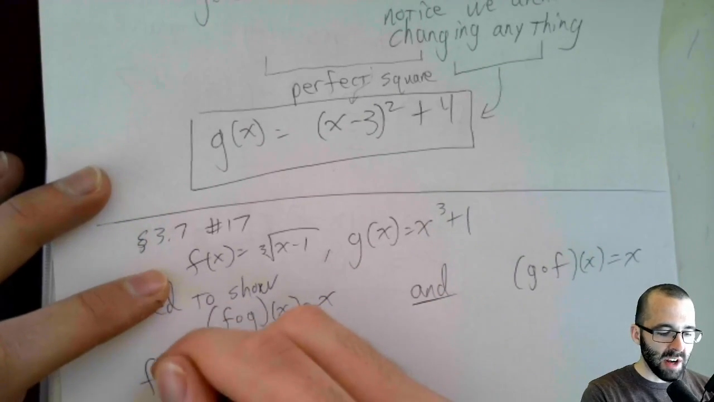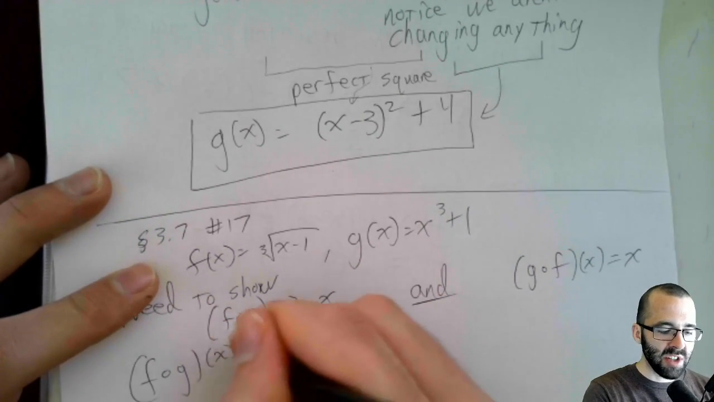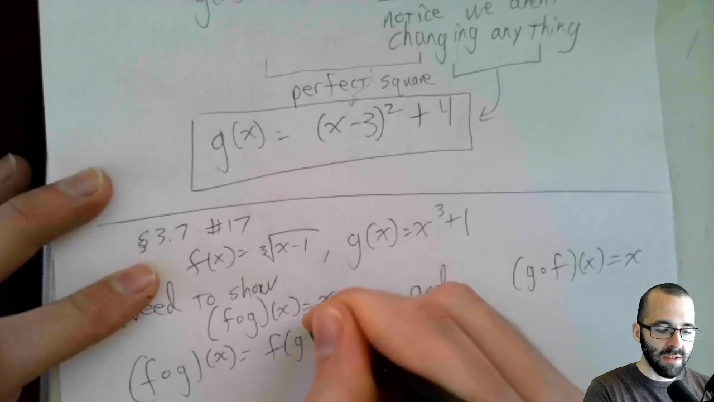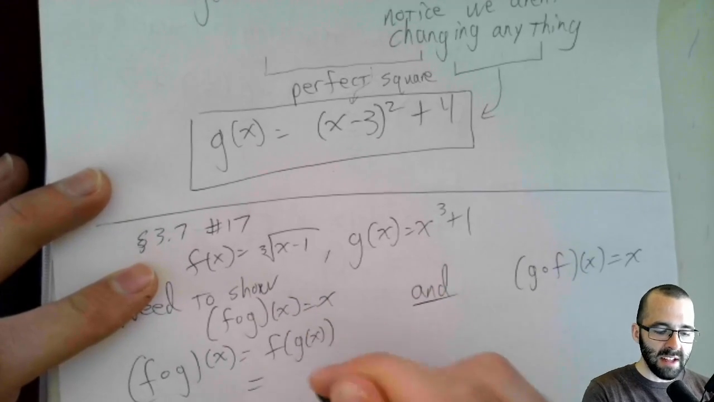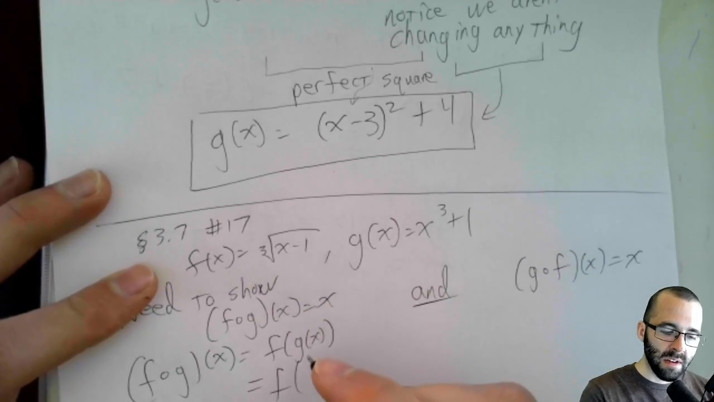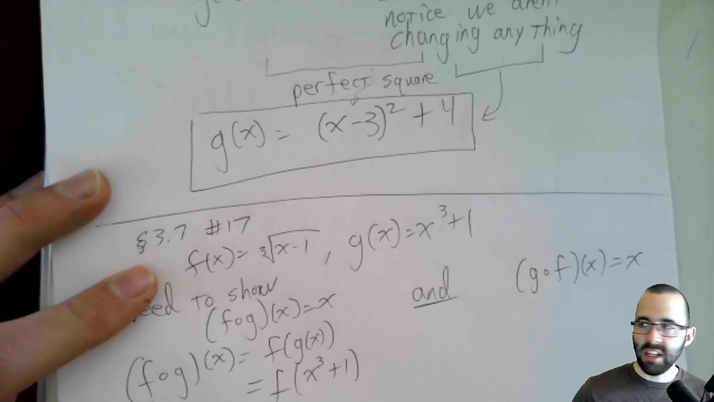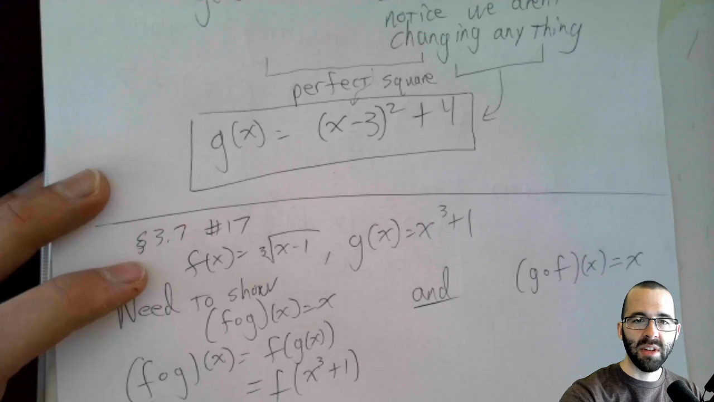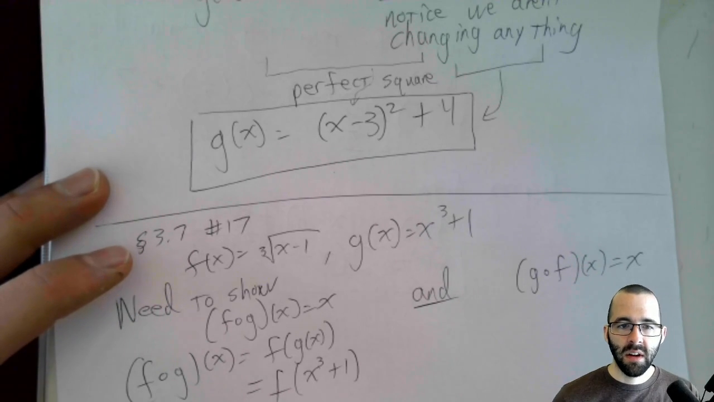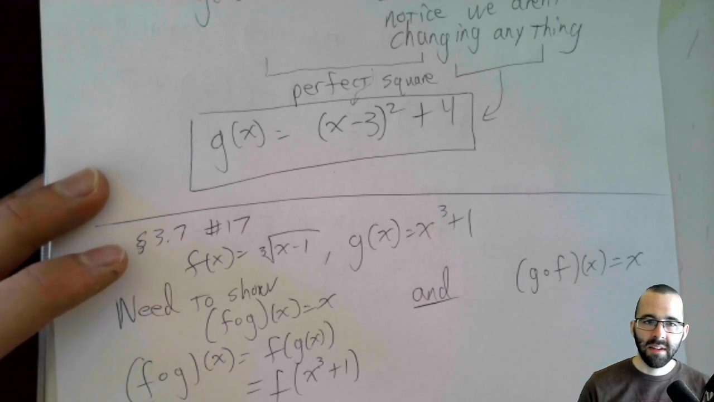So you just try to find it out. f composed with g of x is f of g of x. Start on your inside and work your way out. g of x is x cubed plus 1, so we replace the g with the x cubed plus 1. All right.